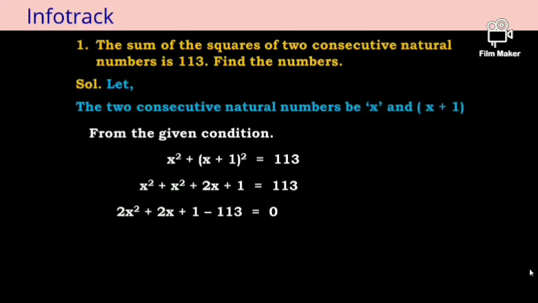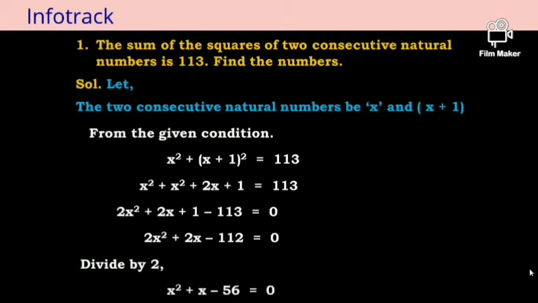That is 2x square plus 2x plus 1 minus 113 equal to 0. By simplifying that, 2x square plus 2x minus 112 is equal to 0. To find the roots of the quadratic equation, you can follow the factor splitting of the middle term. So before that, you can cancel throughout the equation by dividing by 2. You can simplify it: x square plus x minus 56 is equal to 0.